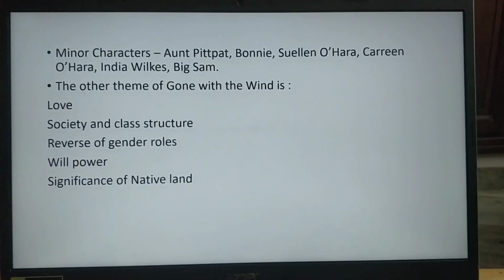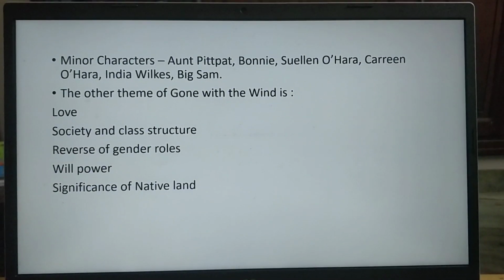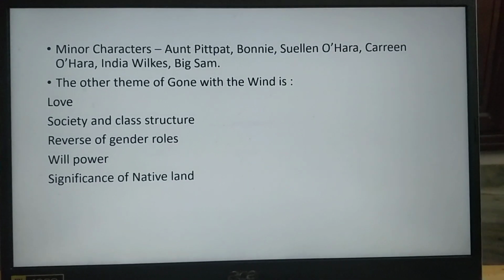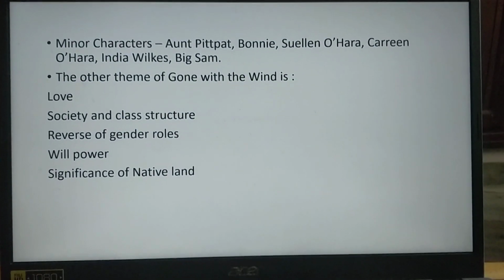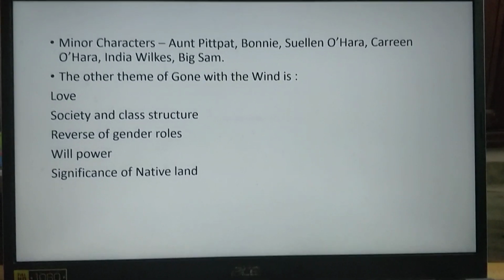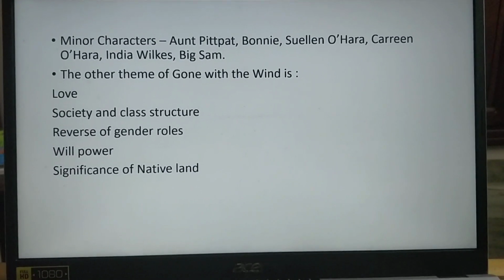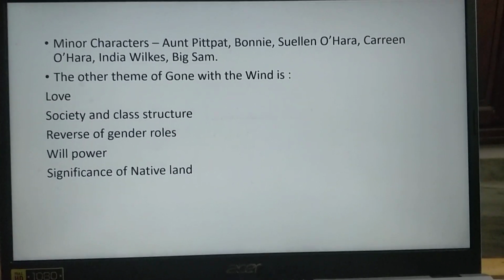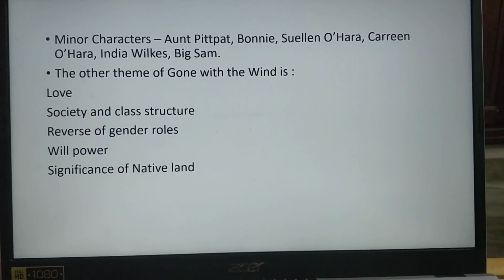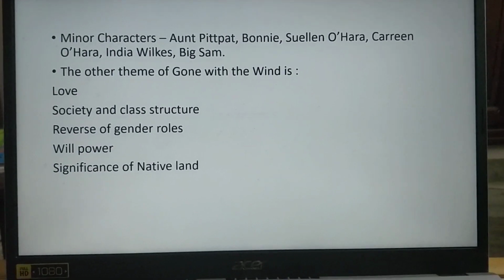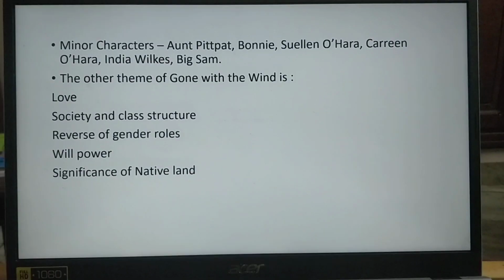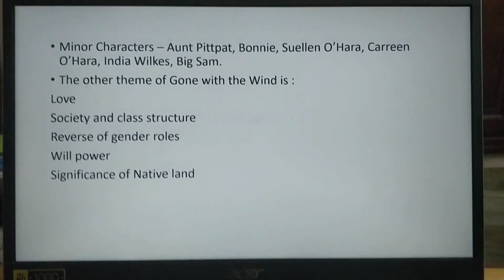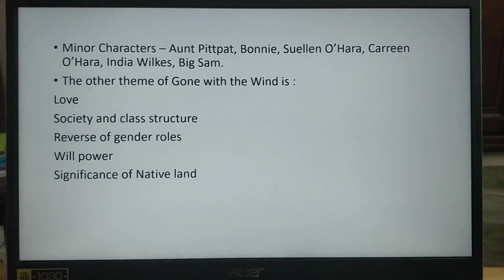Some minor characters I forgot to mention: India Wills. India Wills is not our country India. India Wills is the jealous sister of Ashley Wills. Then Big Sam is one of the slaves that Gerald owned. Gerald, father of Scarlett, owned Big Sam, and Big Sam comes to aid when Scarlett was attacked by a few men. So these are the important things that you should not forget in this film. I hope it is clear. Thank you.